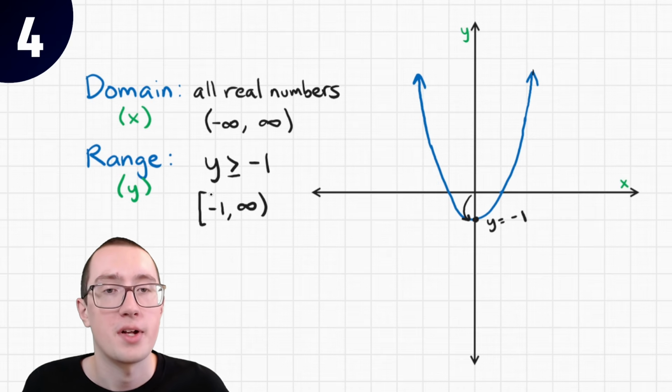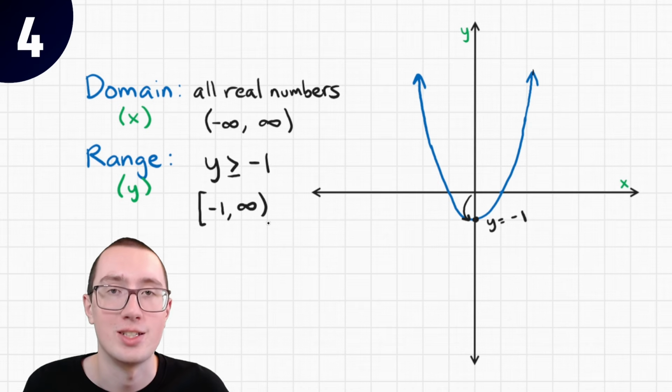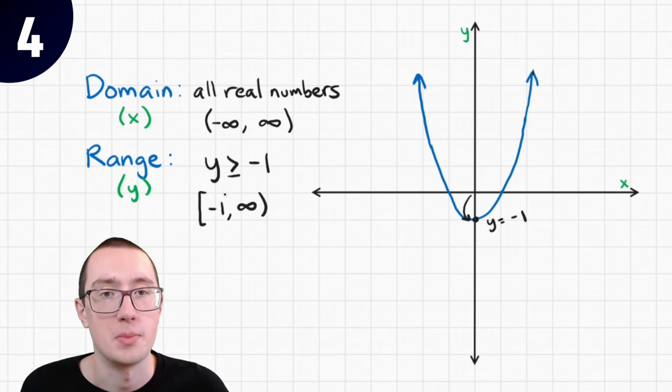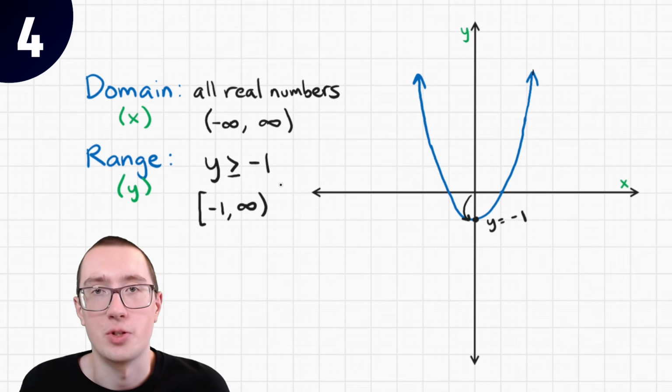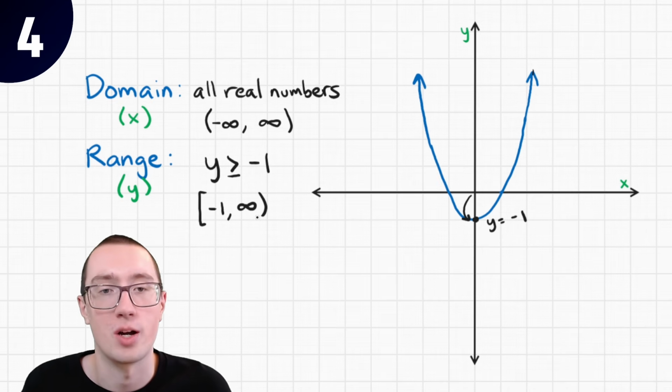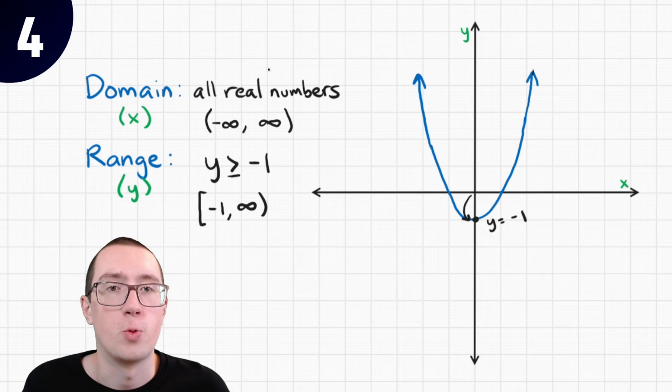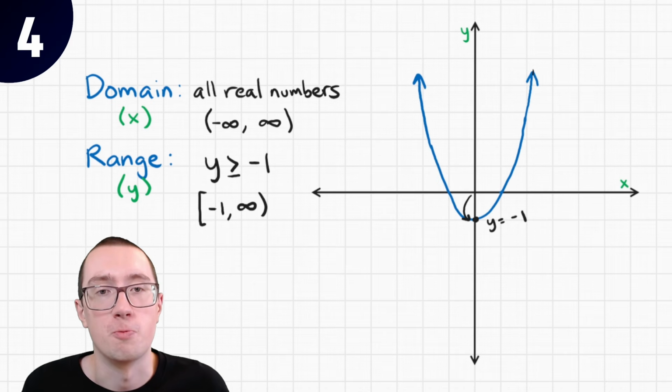And I know it looks kind of weird having a bracket on the left and parentheses on the right, but that's how you do it, because -1 is included in the range, but infinity isn't a number. You can't actually plug in infinity. So that's why we use parentheses for infinity. So the domain is all real numbers, but the range is just y is greater than or equal to -1, because you can't have anything less than that.